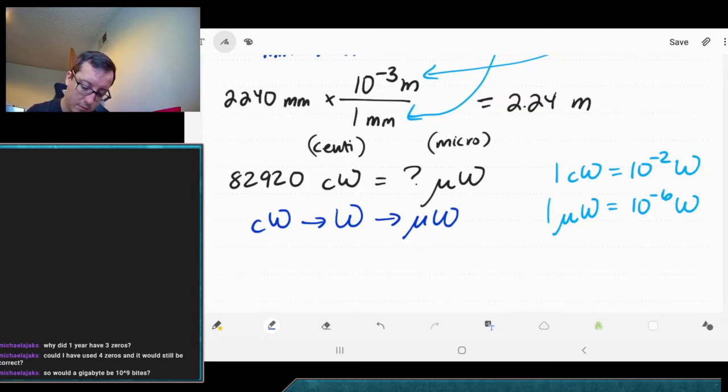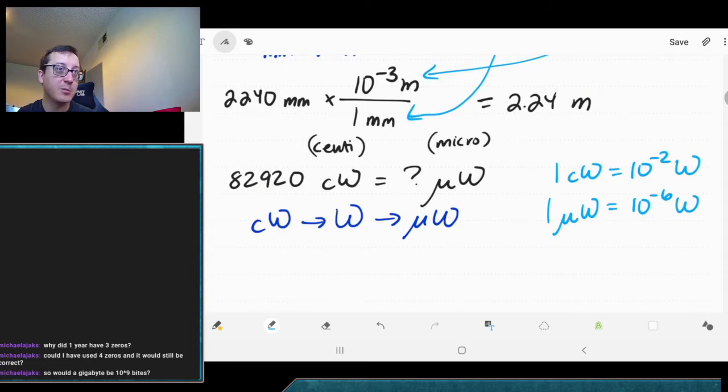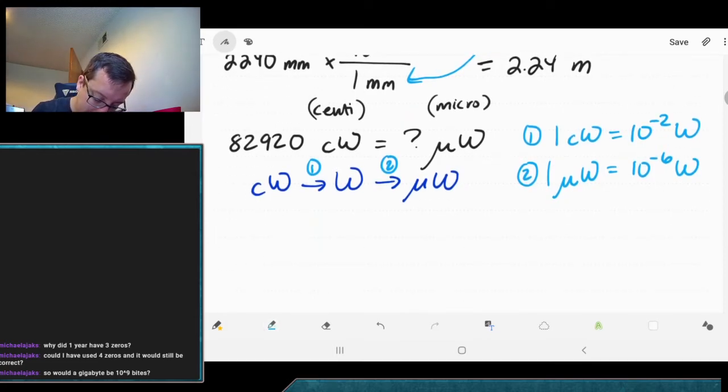So we're going to need 2 conversion factors because we have 2 arrows in our plan. The first one, we want something between centiwatts and watts, which we have. That's our first one. And we have our second one here that we're going to use. So now that we have our plan and our factors, we can go ahead and throw this out here.